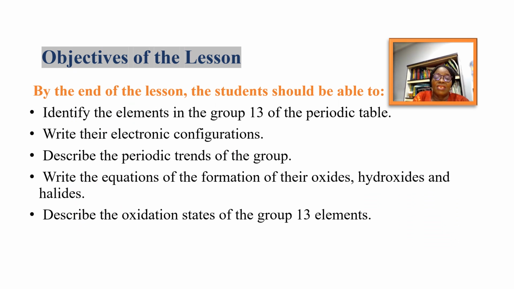Today we'll be looking at the Group 13 elements of the periodic table, and the objective of this lesson is as follows: to identify the elements in Group 13 of the periodic table, to be able to write their electronic configurations, describe the periodic trends of the group, write the equations of the formation of their oxides, hydroxides, and halides, and also describe the oxidation states of the Group 13 elements.